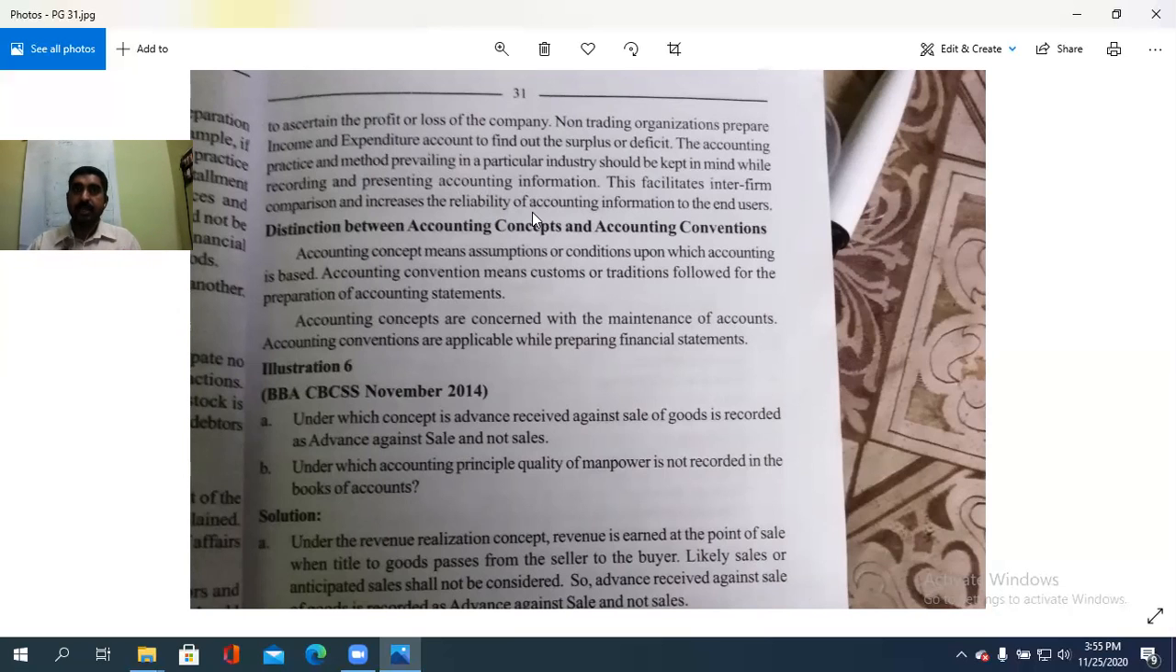Today we discussed the concepts and also the conventions, like the 6 conventions, and also the difference between a concept and a convention. Because we are always saying there is an accounting concept and an accounting convention. The dual aspect concept is a concept, while materiality or consistency is a convention. Assumptions or conditions upon which accounting is based are the concepts, while convention means the tradition or custom followed for preparing the financial statements or accounting statements. That is the convention.